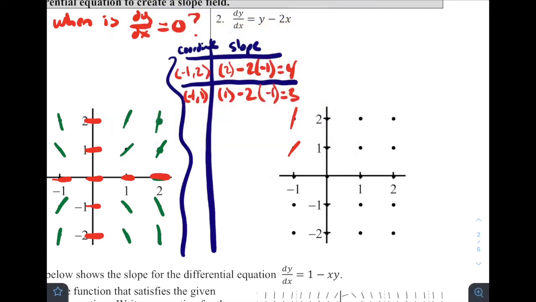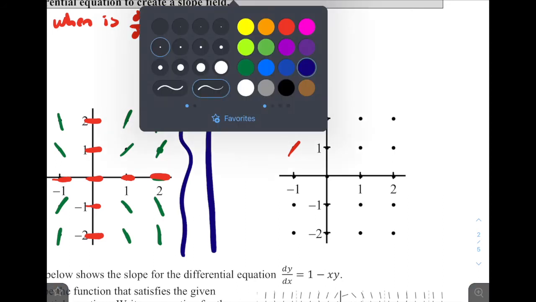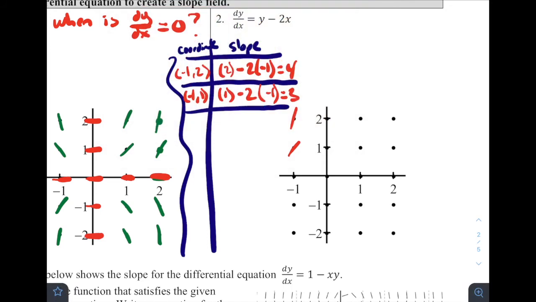Next, we can go on to our next point and try to be systematic with this, where we're hitting each point. If we do the next point down, that's going to be negative 1, comma 0. So that would be 0 minus 2 times negative 1, which would be 2. So a little bit less steep. And then maybe we can see that there's a pattern going. Probably the next one here is going to be 1, and then the one below that would be 0. So if you see the pattern, you can try to continue it. I'm noticing that those are just decreasing as I go down as well.